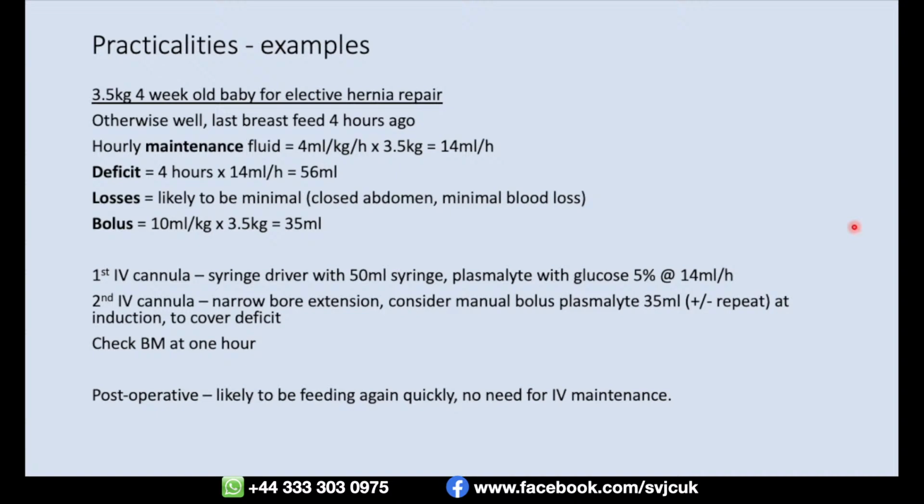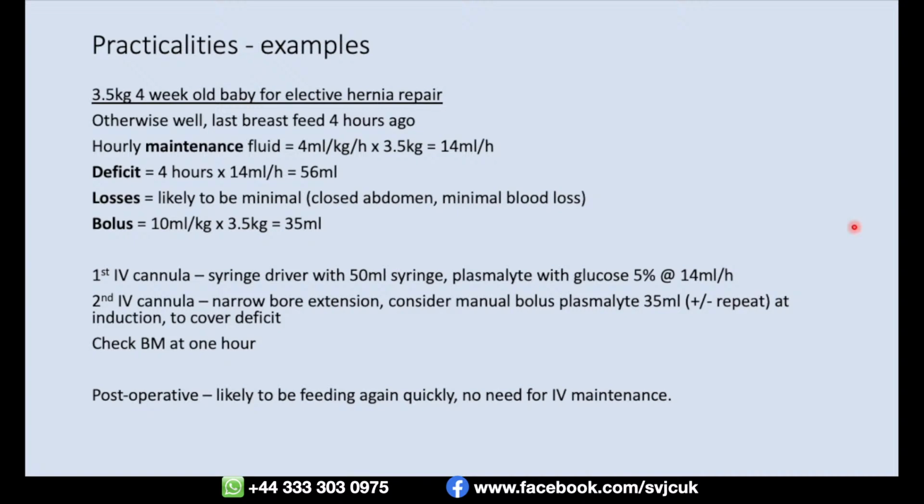So I've made some examples just to demonstrate how we might actually go about this in the real world. So we'll start with a 3.5 kilo, 4-week-old baby for elective hernia repair. So this is an elective procedure in a well baby that last had a feed about 4 hours ago.